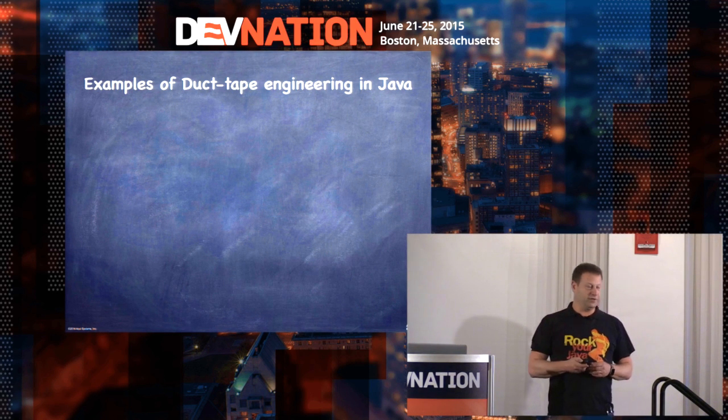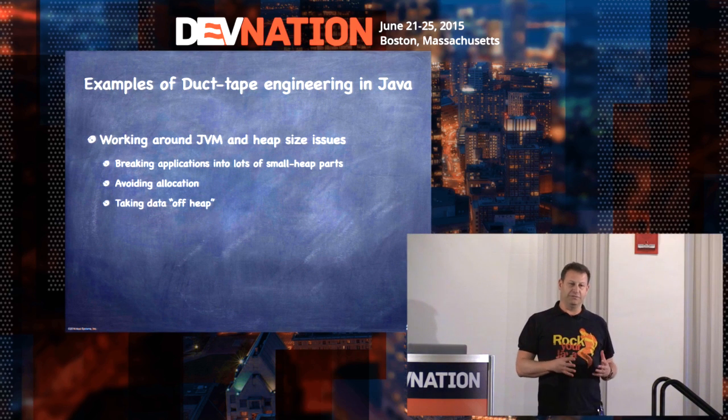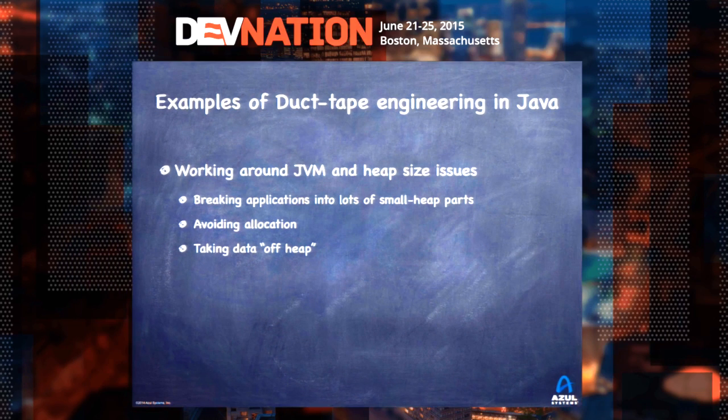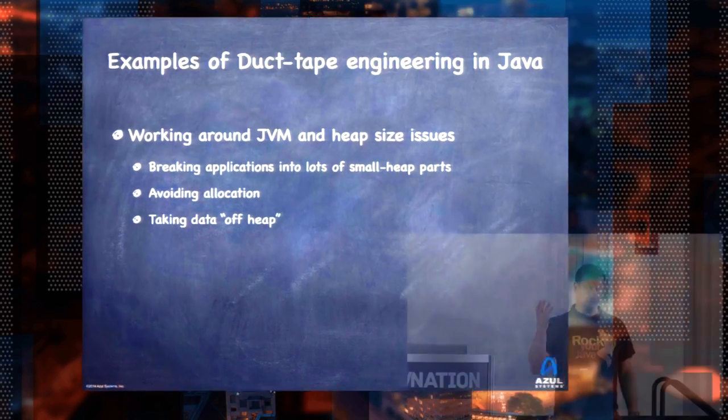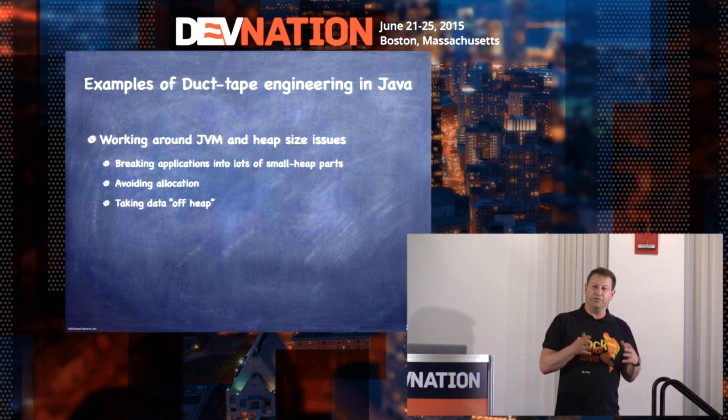We have plenty of examples of duct tape engineering in Java, and we're going to talk about a couple of them here. The first one is working around the JVM and heap size limitations in Java that are practical. In reality, JVMs work great. They're amazing pieces of engineering, but they have their limitations from practical use. And one of the big limitations is we can only really use a certain amount of heap before it gets so painful we won't do it. It's not going to work, but we don't like going to lunch to wait for a result. So as a result, we tend to keep our things small.